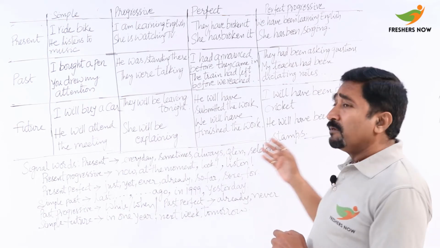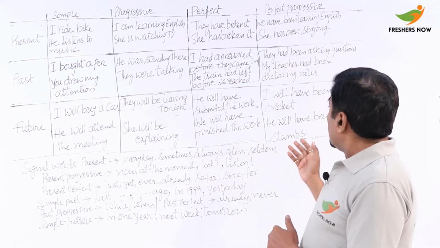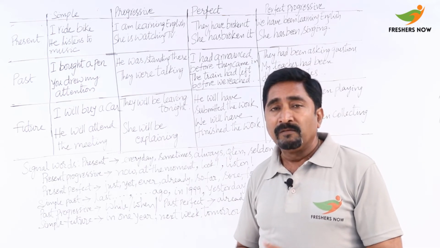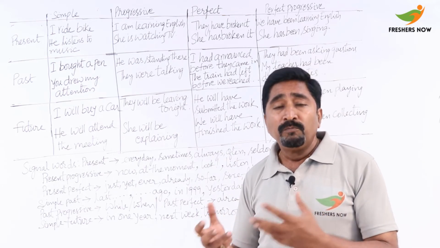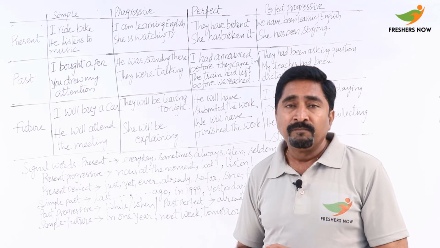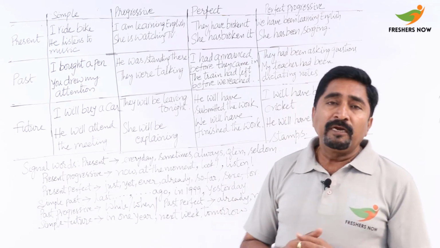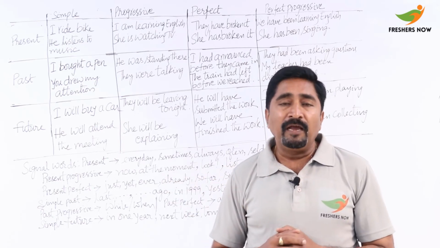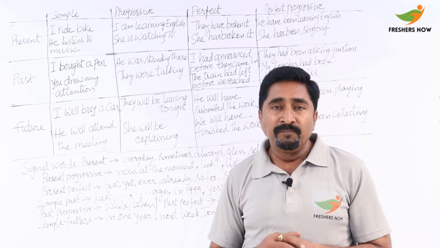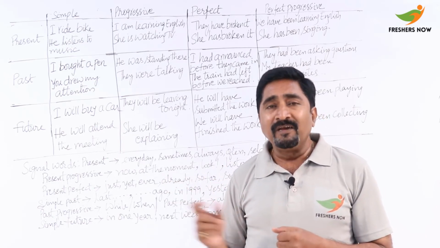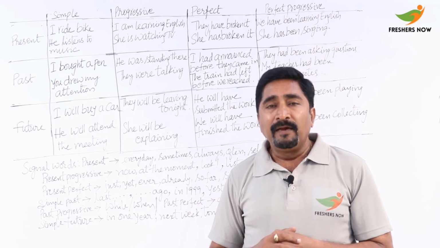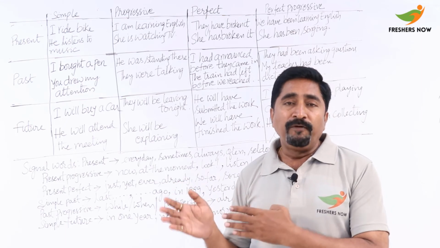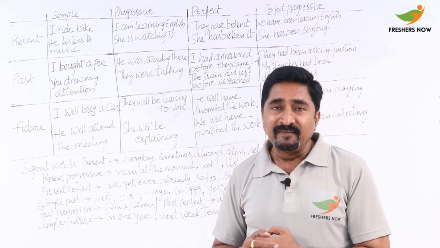I will have been playing cricket. He will have been collecting stamps. So this is our future perfect progressive tense. Now, to come to an idea about all these tenses, how you have understood, let us go through an exercise, and I would like to see how well you could follow all these tenses.